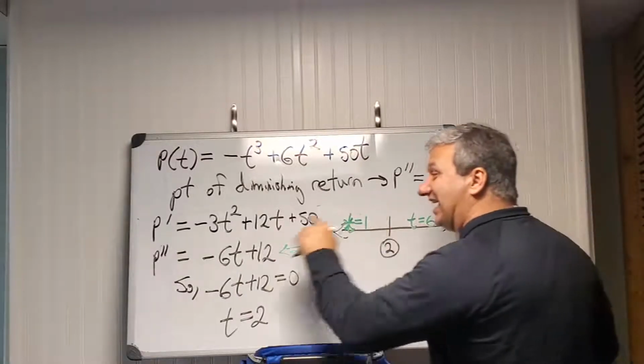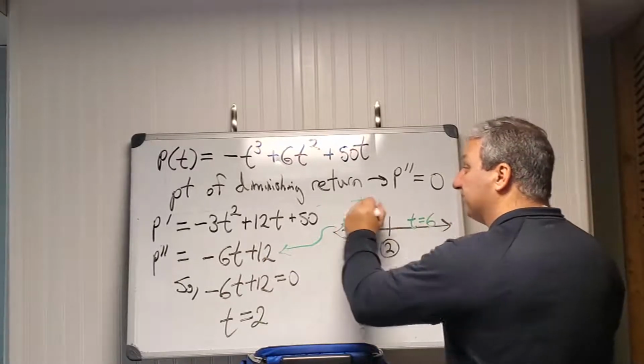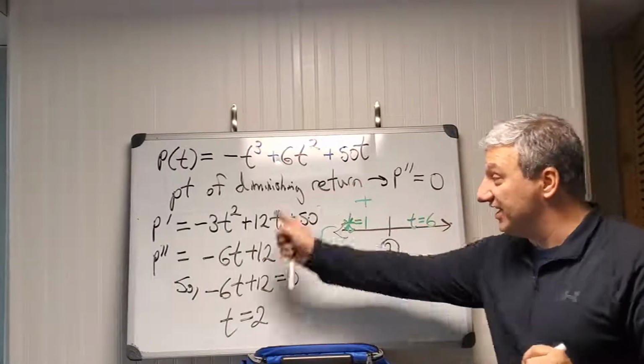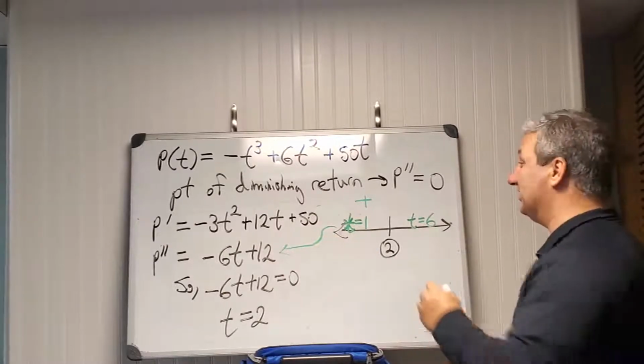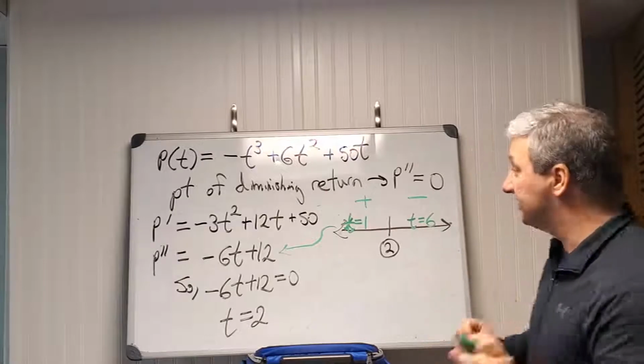So we plug 1 into the second derivative, we get a positive 6. Don't care about the number, care about the fact that it's positive. I plug 6 into the second derivative, I get negative. Again, I don't care about the number I get, I want to know more about the sign. The sign tells me everything.